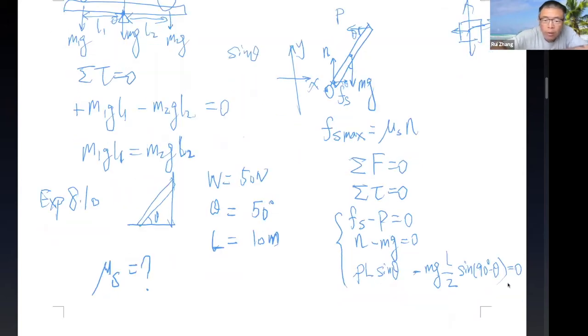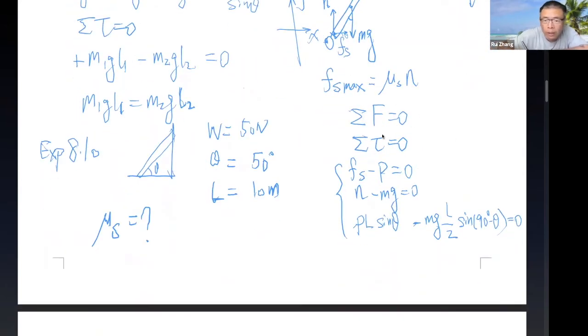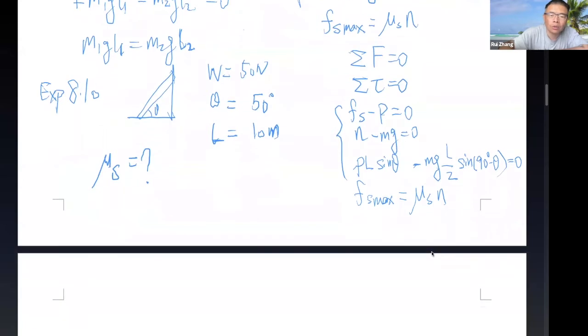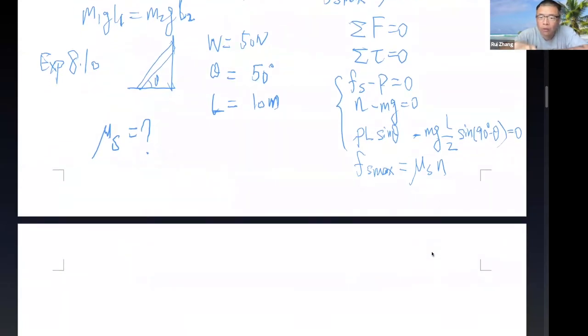So we got these three equations. We actually have another one here because we know the relation between the friction and the normal force. So this is one as well. So we have four equations. It looks like a lot of equations, but you should feel confident that you can solve those equations.